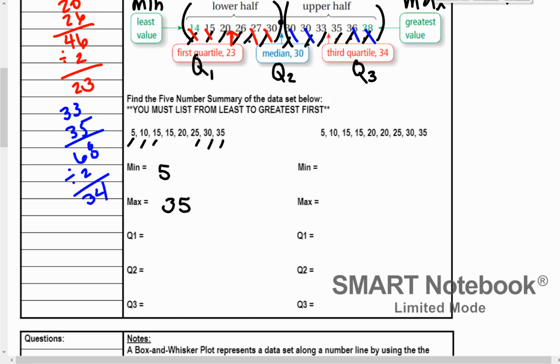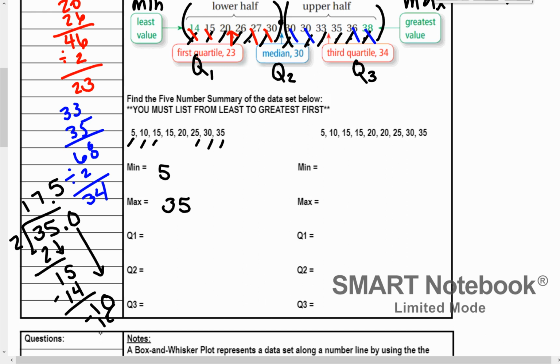Here we have two numbers in the middle, so we will add them up. 20 plus 15 is 35. 35 divided by 2. 2 goes into 3 once. We subtract. Bring down our 15. 2 goes into 15 7 times. Subtract, that's 14. We're left with a 1 remainder. We have no more numbers left to bring down, so we add a decimal and a 0. 2 goes into 10, 5. From there we have no remainder, so this is going to be, and remember that's our Q2, the one in the middle, 17.5.